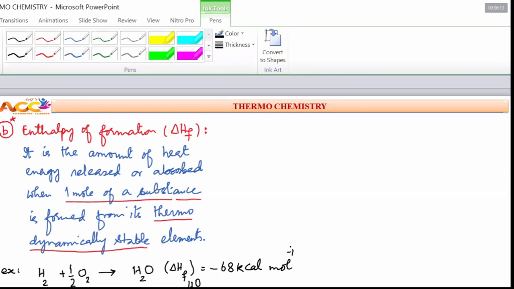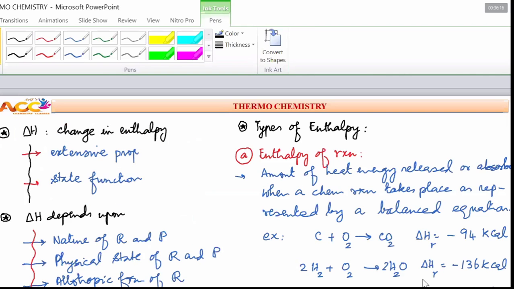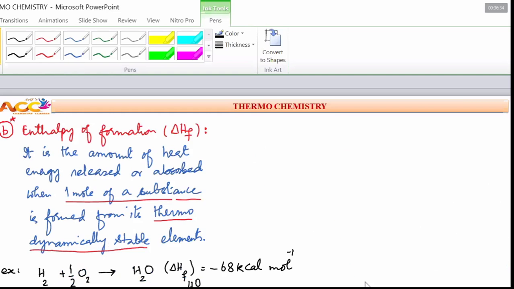Go back, I have not written the word per mole. Look here, kilocalories. Why? Two moles can be formed, one mole can also be formed. What did we have to see? Is this reaction balanced or not? If it is balanced, then whatever amount of energy is released must be called enthalpy of reaction. But here, no, sir, I am not checking the balancing of the equation. What I am checking is whether you are having formation of one mole or not. If you are preparing one mole of substance from its elements, it is said to be enthalpy of formation.